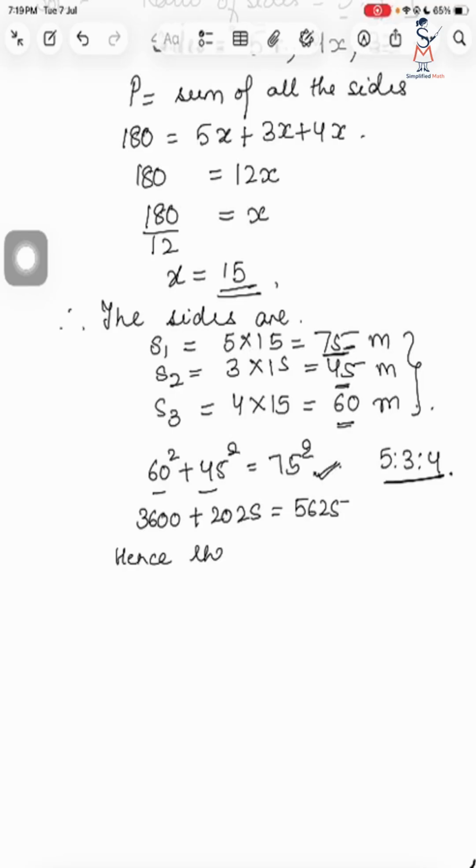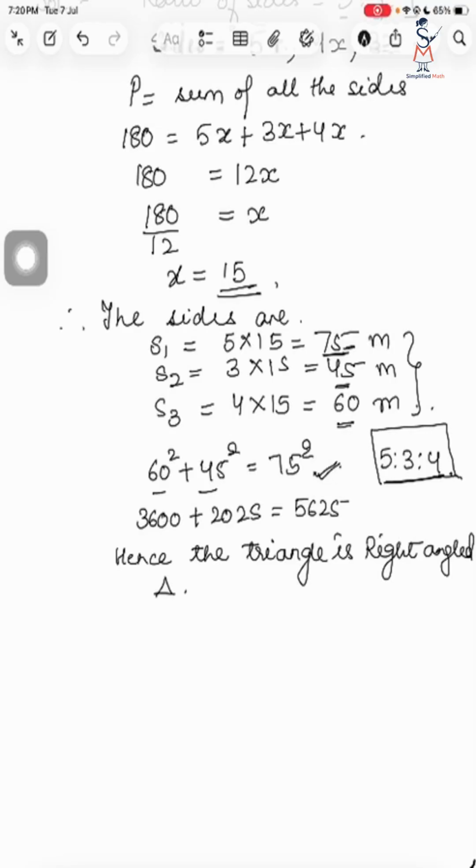So hence this particular triangle is a right angle triangle. Now if you are not able to conclude that this is a Pythagorean triplet, no problem, you can use Heron's formula. I'll write here, you can use Heron's formula.